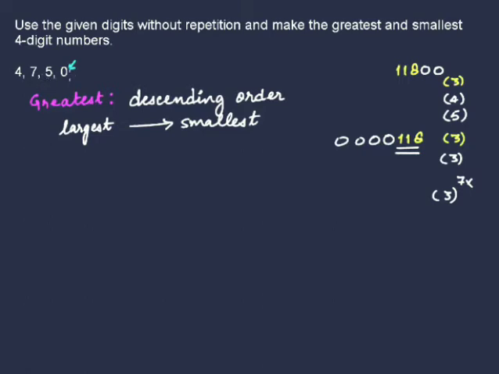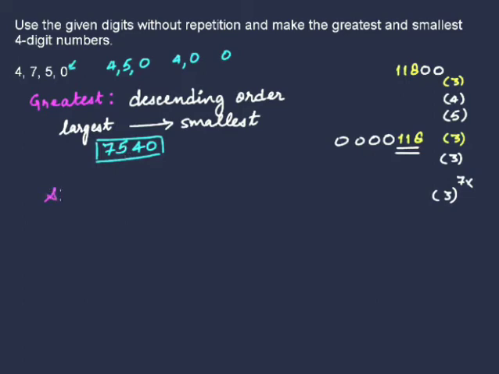So 4, 7, 5 and 0. Which one is the largest? Of course, largest is 7. We are left with 4, 5 and 0. Now, which one is the largest? Of course, 5. We are left with 4 and 0. Which one is the largest? Of course, 4. We are left with 0 and we'll write 0 here. So this is the number 7540. 7540 is the largest number.